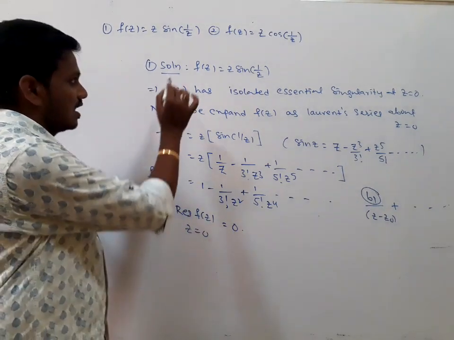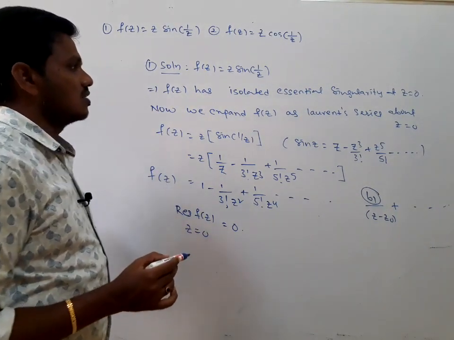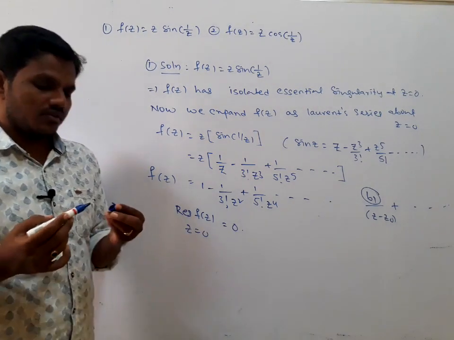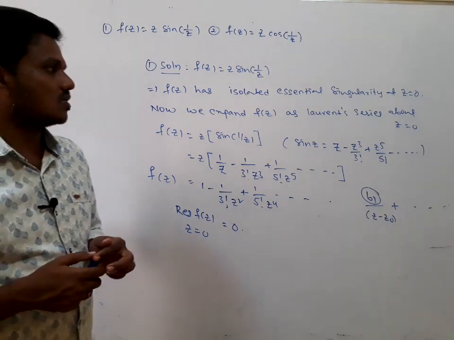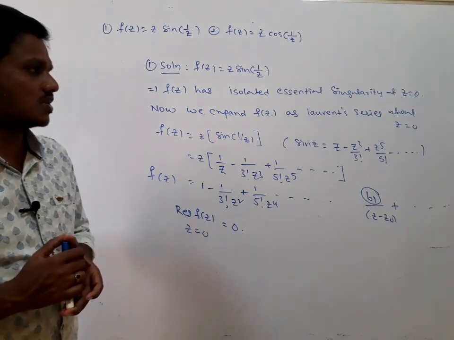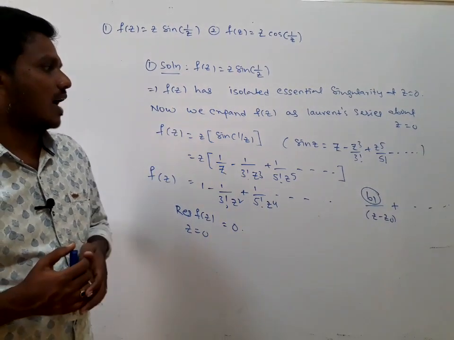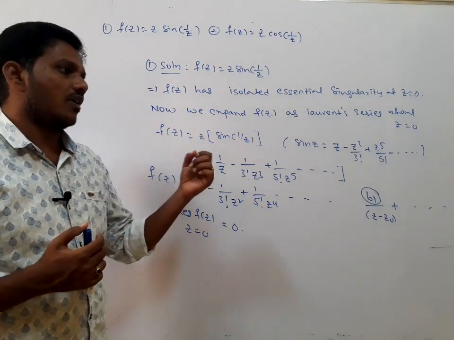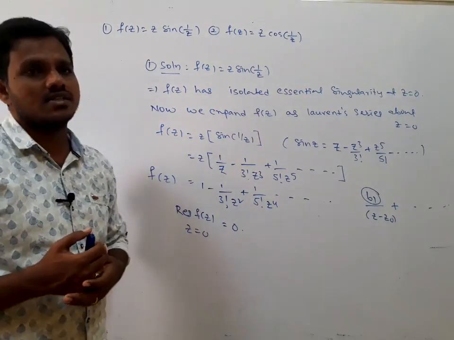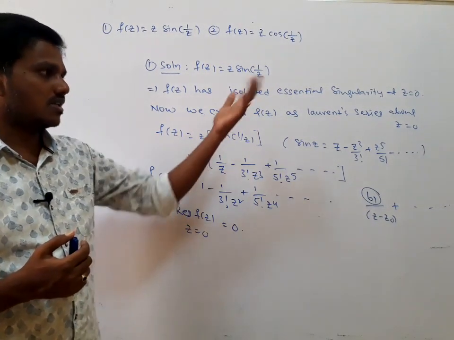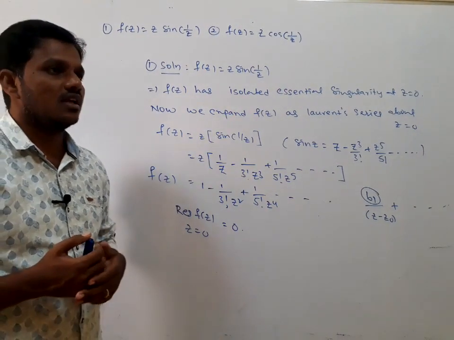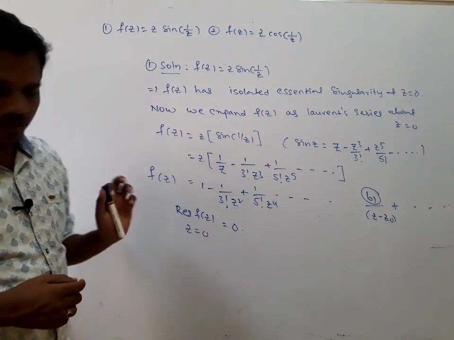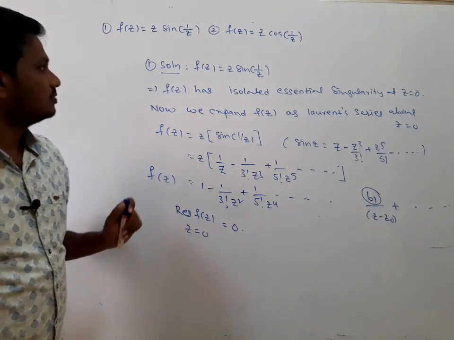So the residue of f(z) equals z sine 1 by z is 0. This is a special case. When f(z) has an isolated essential singularity at z equals 0, we can expand f(z) as a Laurent series, then take the coefficient of 1 by (z minus z naught), where z naught is the isolated singular point. Here z equals 0, so we take the coefficient of 1 by z. Okay, next, this is the problem. Next, second one.